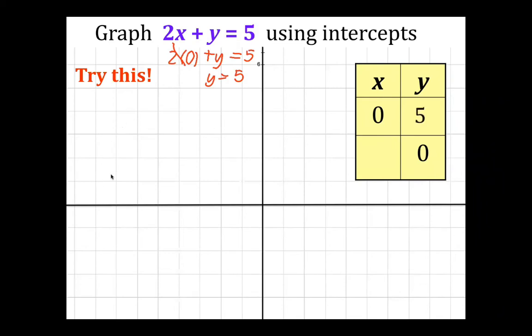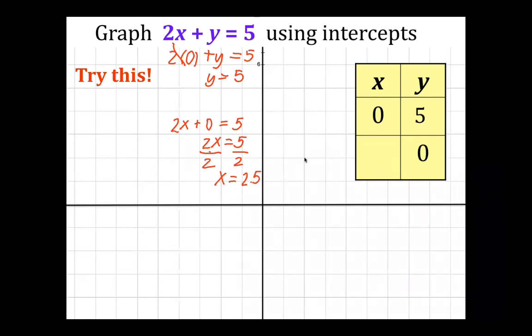And then you can go ahead and do the same to find your x-intercept by substituting 0 for y. So 2x plus 0 equals 5. 0 cancels, and you're just left with 2x equals 5. You can go ahead and divide both sides by 2. And you're left with x equals 5/2, or as a decimal, it would be 2.5.